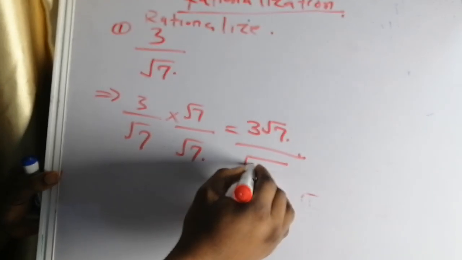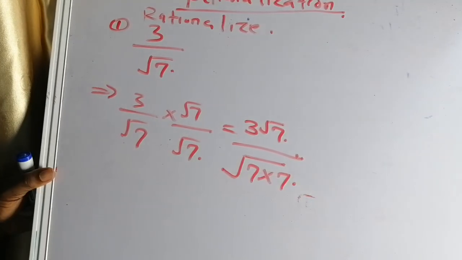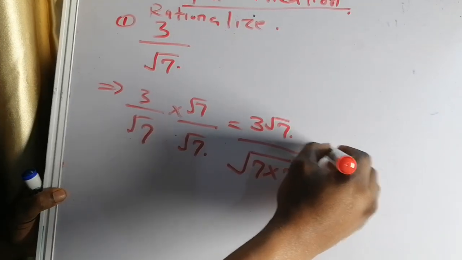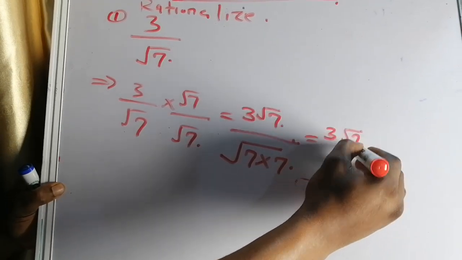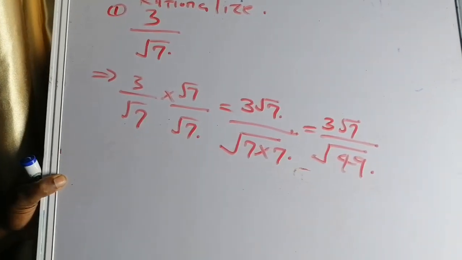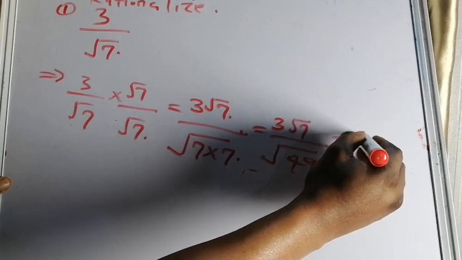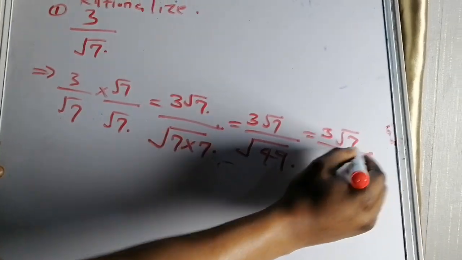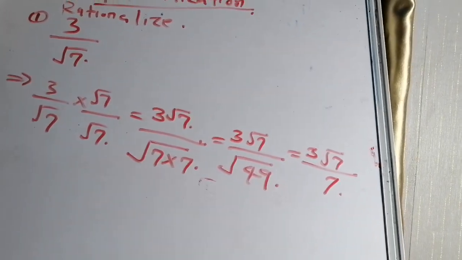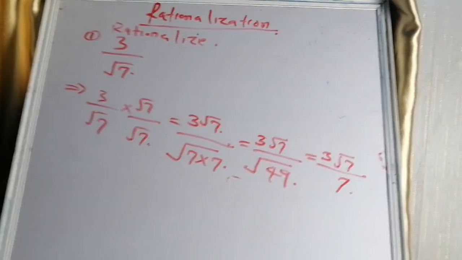pick 1 square root, and then times the what? 7 times 7. So from here, I can say that 3 root 7 over 7 times 7 is what? 49. So I can now say that 3 root 7 over, what's the square root of 49? That is 7. So I've been able to rationalize.